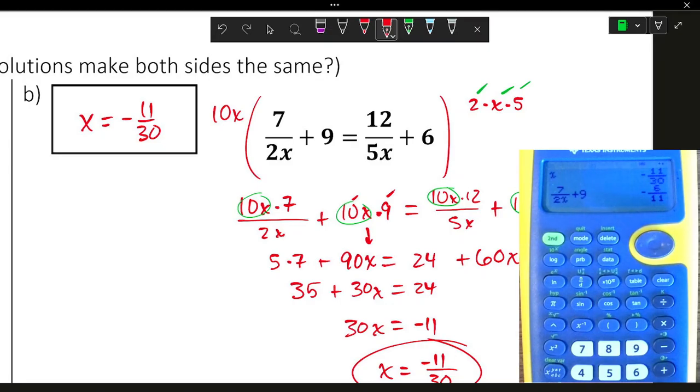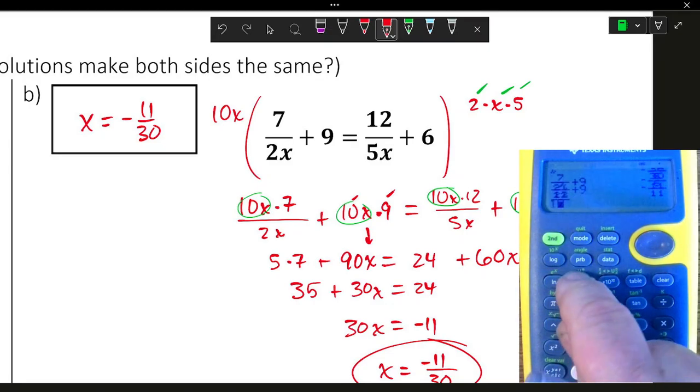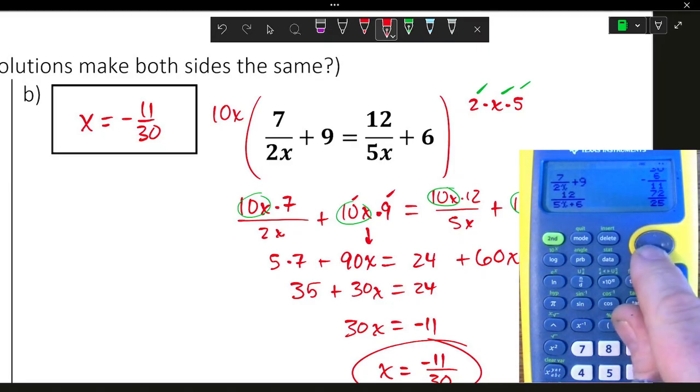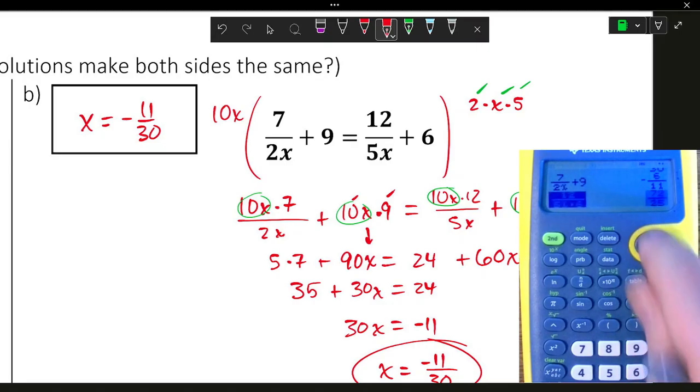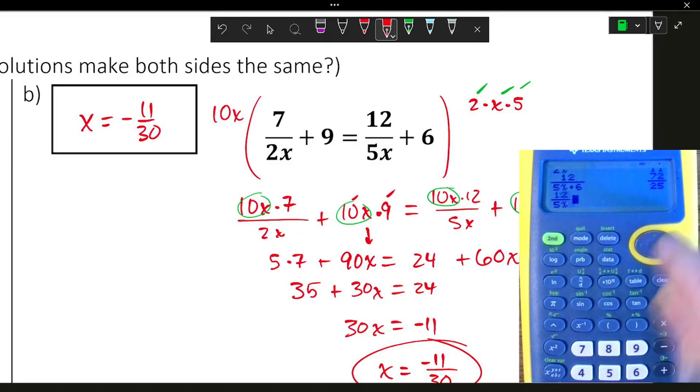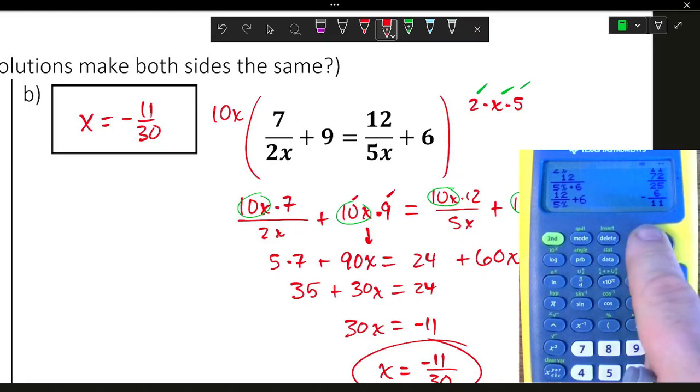The other side is 12 over 5x, and then I have to go plus 6. That is, I made a mistake. Oh, I did it again. Look at this, this is so goofy. I have to leave the denominator. It's 12 over 5x plus 6. Boom. Now I'm a little disappointed because these would be right next to each other.